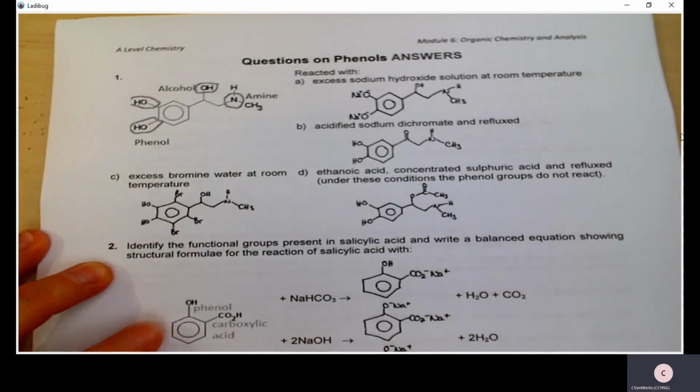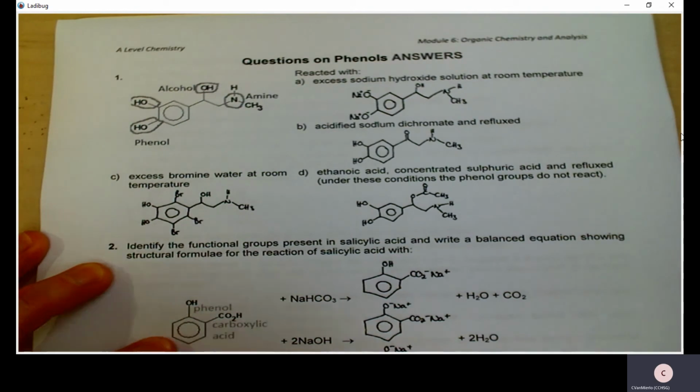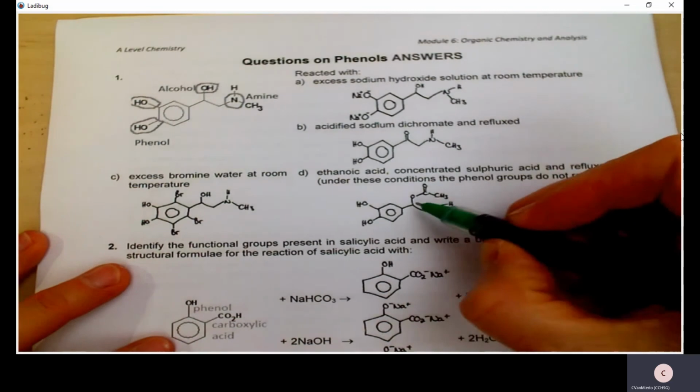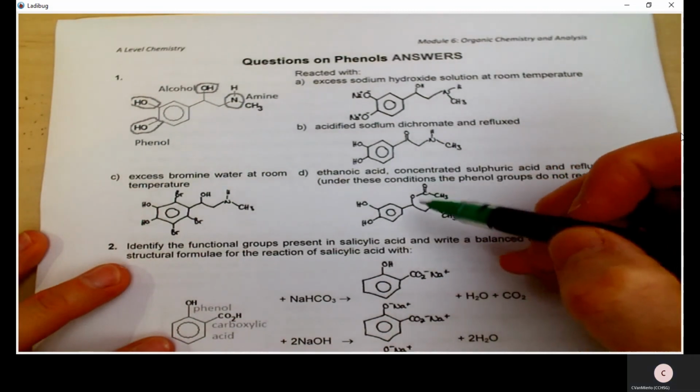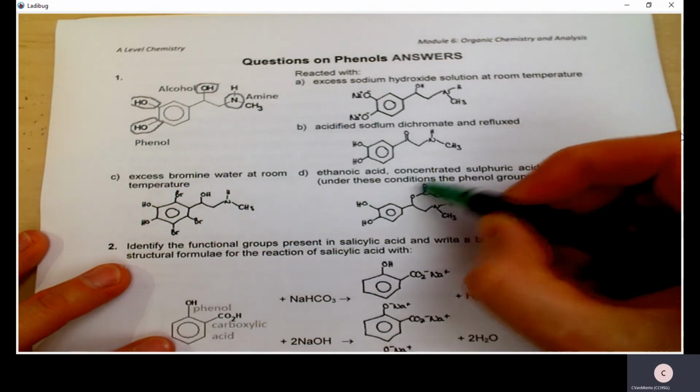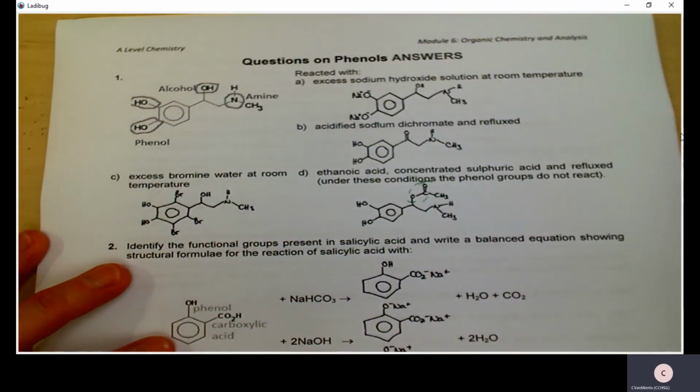And then we've got ethanoic acid, concentrated sulfuric acid, and we're going to reflux here. So now we've got the conditions that can give us esterification. We've got an alcohol and a carboxylic acid, so we can have esterification. The OH of the phenol groups here are not going to be affected, so it's just the OH of the alcohol. So we have the H of the OH group disappearing along with the OH group of the carboxylic acid, and then we can have our ester group added on here.